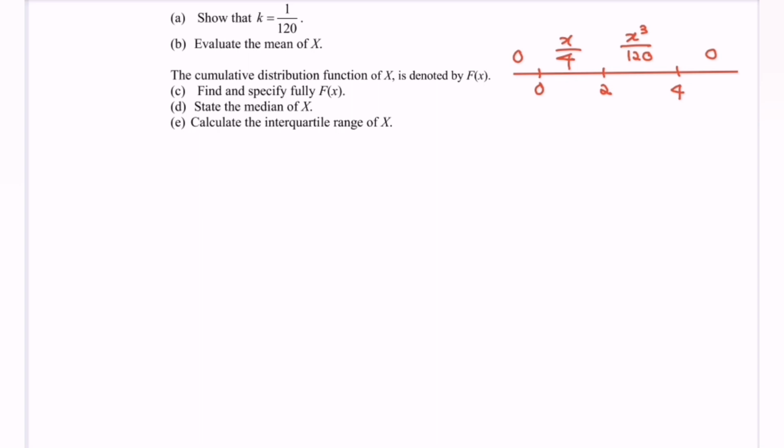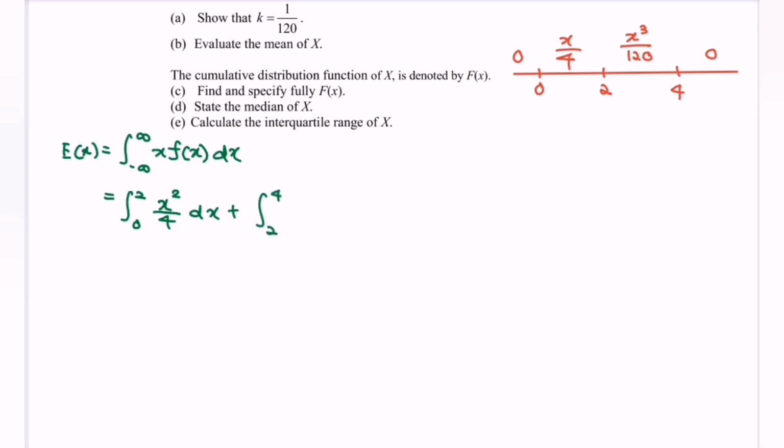Evaluate the mean of x, where E(X) is equal to the integral from negative infinity until infinity of x multiplied with f(x) dx. So let's begin. Integrate from 0 until 2 of x squared over 4 with respect to x, plus integrate from 2 until 4 of x to the power 4 over 120 dx.